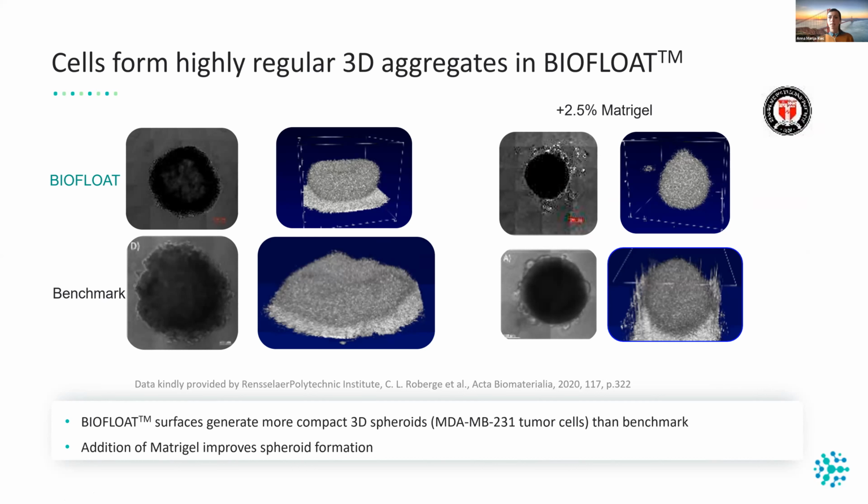Some cell lines need a high portion of extracellular matrix because this leads to an upregulation of cadherin, which leads to denser cell-cell contact. After adding 2.5% of Matrigel, you can see that in the bioflow plate, the cells form a highly regular 3D aggregate.